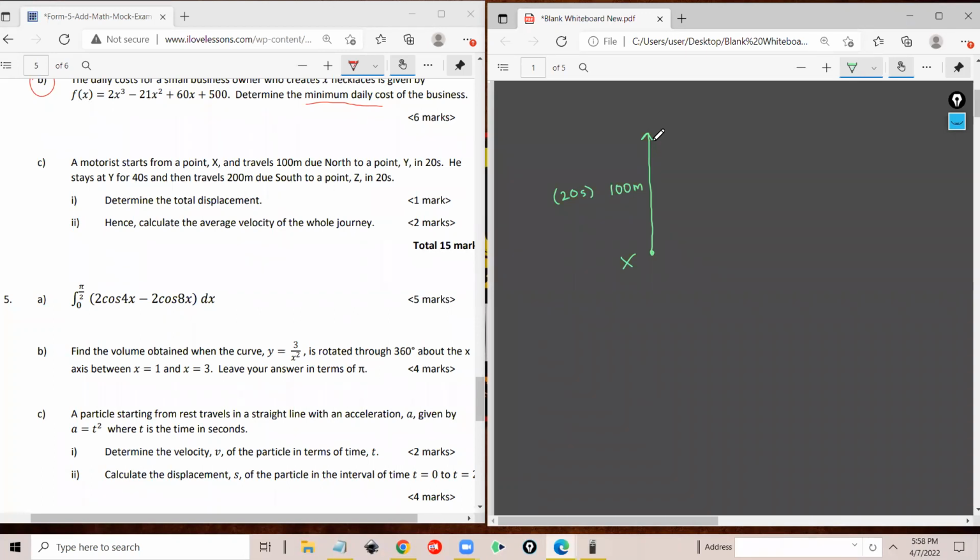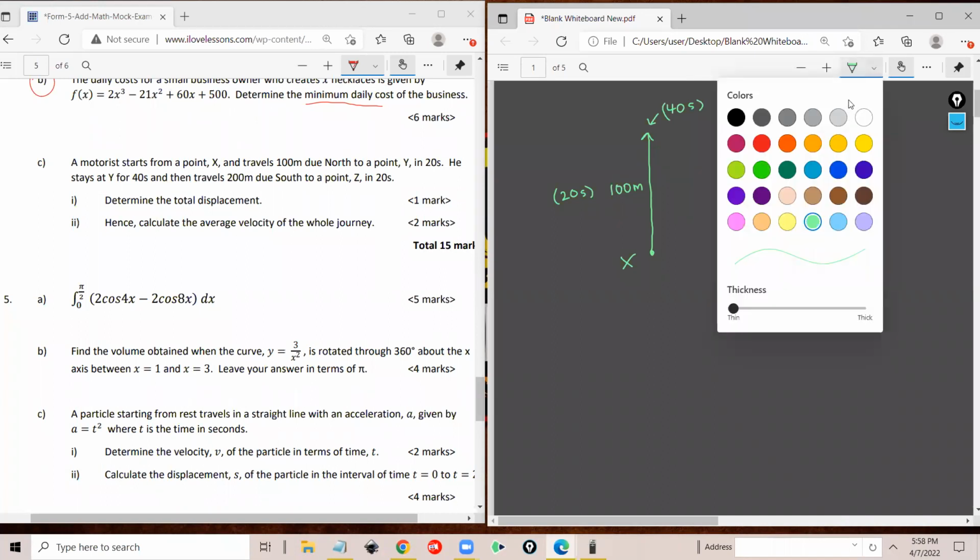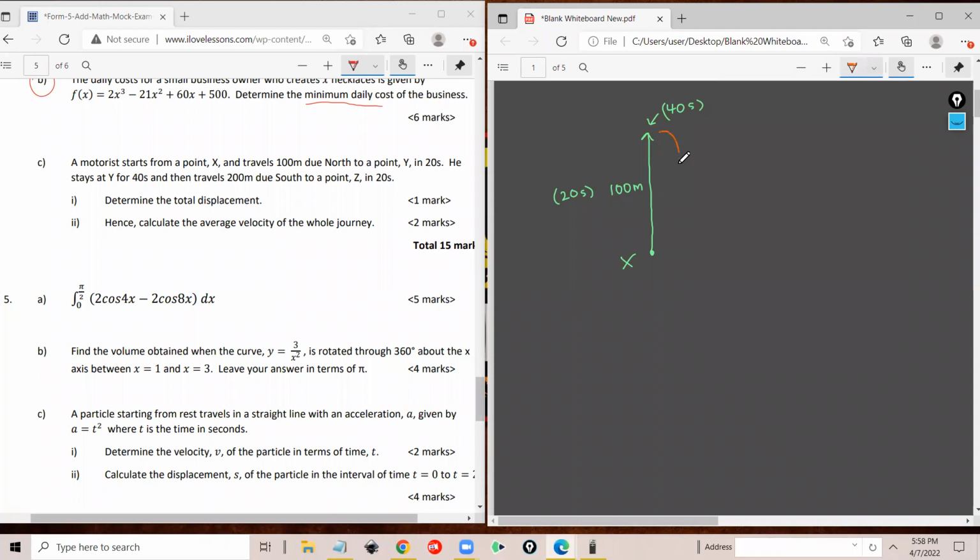He stays there for 40 seconds. So at this point, for whatever reason, he remains put at that point for 40 seconds. So far, 60 seconds gone: 20 seconds to reach the location and 40 seconds waiting at the location. Then apparently he decides to go how many meters south? 200 meters south. So from here now, remember he's continuing the journey and he goes 200 meters.